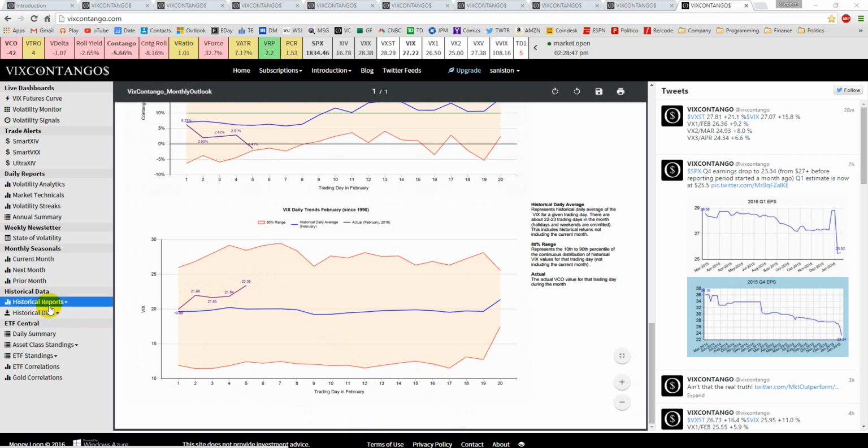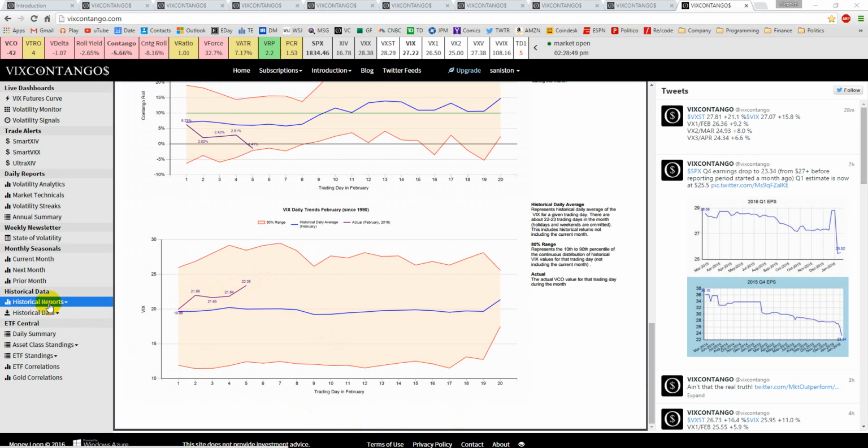And finally, the final part of the VIX Contango Plus subscription is historical data. There are two spreadsheets that we provide. The first one is volatility data and analytics, and the second one is VIX futures.